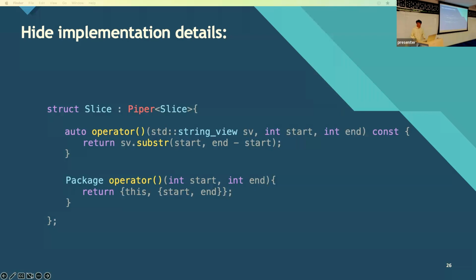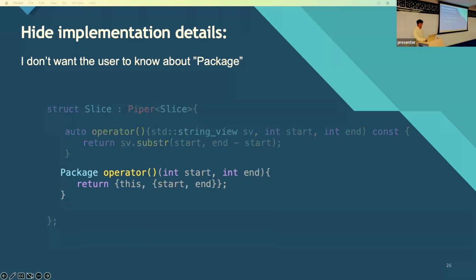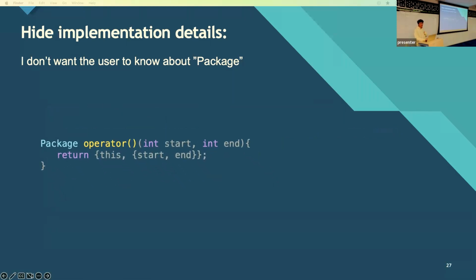It doesn't really make sense because this is a user-defined class. It's not for us to hide implementation details. So nothing to be done in here. Actually, there is something. We need to hide the package thing from the user. I don't want the user to know what package is. I want this to be hidden, not for me. So I will delegate it into my parent class, and it's going to take care of everything.